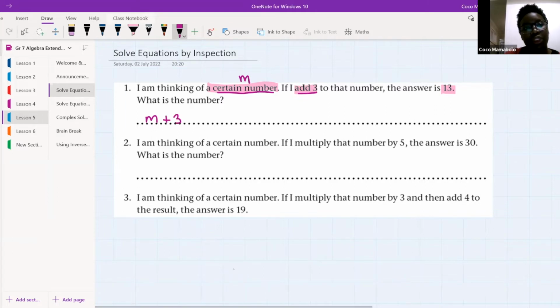Excellent. And what is that going to equal to? Usually when I see the word equals, that means equals. So it's going to be equal to? 13. Okay. And then I'm going to use this word and I want you guys to remember it. It's therefore. And when we write therefore in maths, we write three dots like this. So you then have to say, therefore, M is equal to, and what did you say M was equal to, Mbali? 10. Good, 10.